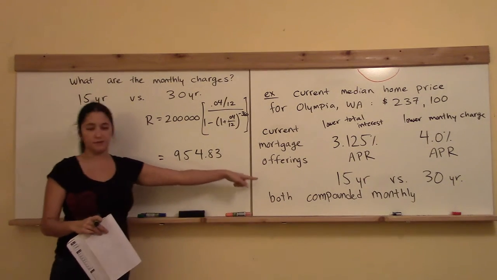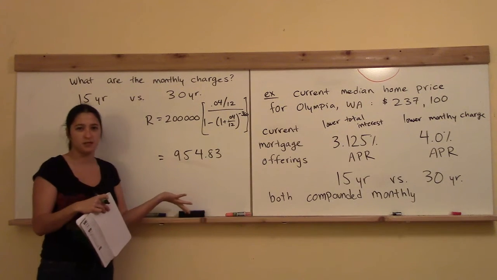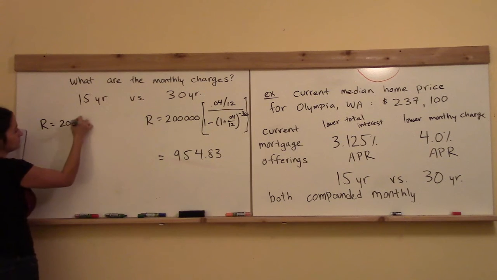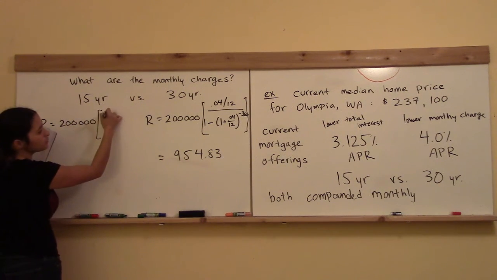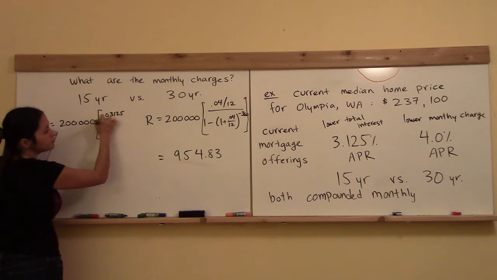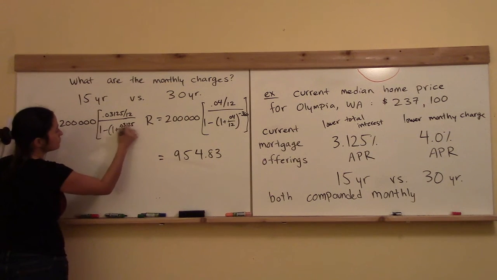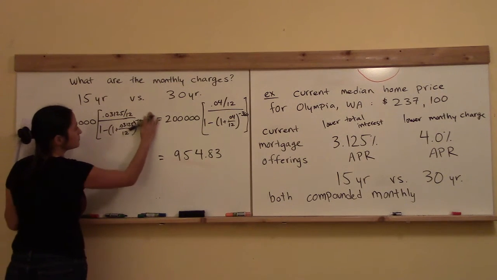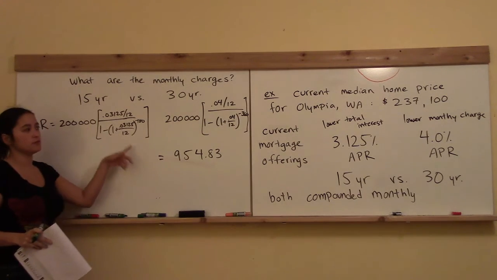If I went with the 15-year, would this double because time got cut in half? So hopefully you tried that out too. Here we're going to have the same principal amount that I borrowed, and then I'm going to do 0.03125 divided by 12, 1 minus 1 plus 0.03125 over 12. And this one is raised to the negative 180, because it's a 15-year.